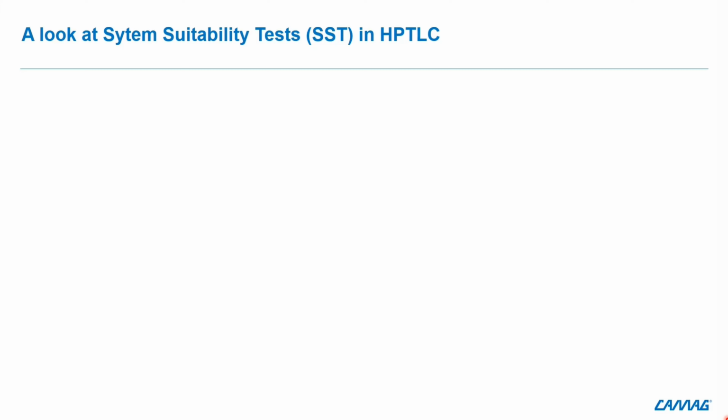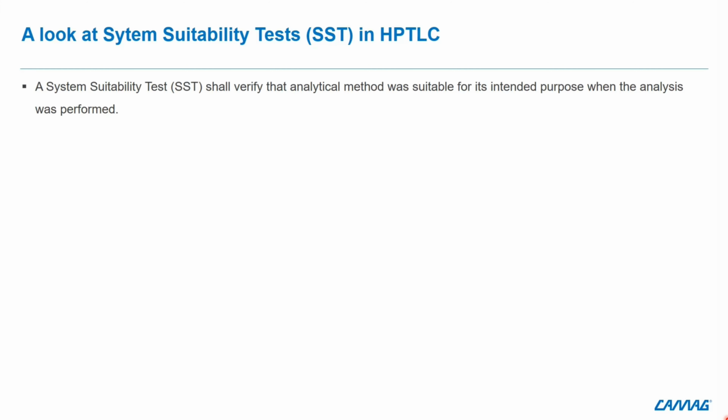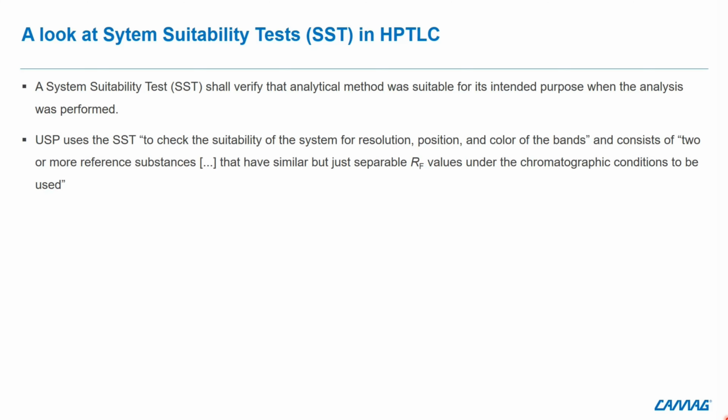Let's have a look at another topic, another concept, and first have a look at system suitability test according to the USP. A system suitability test in HPTLC or in general shall verify that the analytical method was suitable for its intended purpose when the analysis was performed. The USP uses the SST to check the suitability of the system for resolution, position, and color of the bands, and consists of 2 or more reference substances that have similar but just separable RF values under the chromatographic conditions to be used.